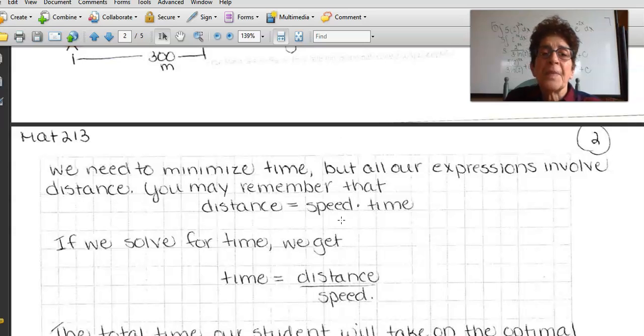So if I'm traveling at, say, 60 miles an hour, and I want to go 300 miles, how long would it take me to get there? Well, I take my distance, 300, and I divide by my speed, 60. It's going to take me 5 hours to make that trip. So if I solve this equation for time, I get time as distance divided by speed.